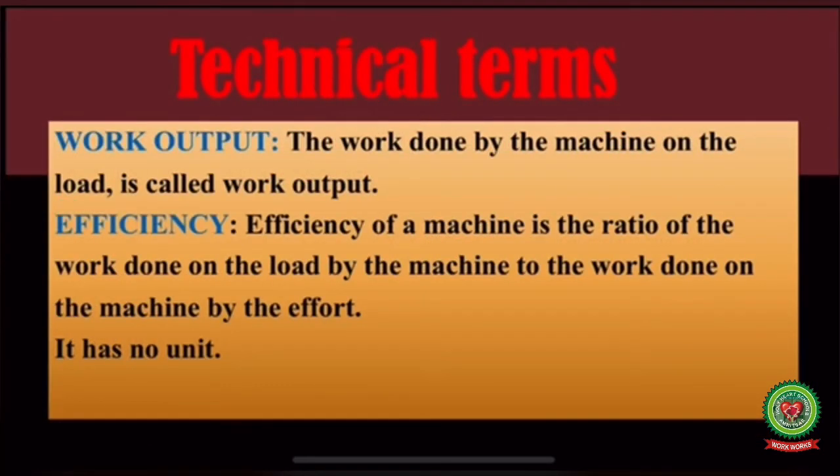Next is work output. The work done by the machine on the load is called work output. The next term is efficiency. Efficiency of a machine is the ratio of work done on the load by the machine to the work done on the machine by the effort. This means efficiency is the ratio of work output to work input. As it is the ratio of work to work, it also has no units.